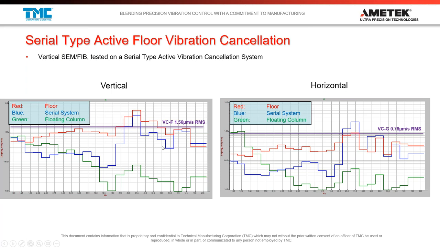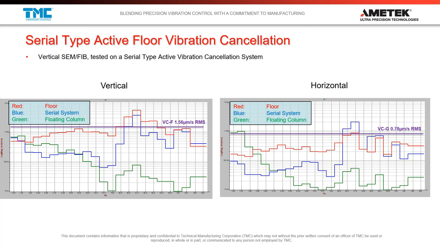Sometimes people ask questions about these graphs at higher frequencies. Once you get to 31, 63 and 125 hertz, you start to say, well, why is the floor data relatively indistinguishable from the data on top of the cancellation systems? But the column data is much, much lower. Well, the reason for that is, remember, the serial type system is not trying to cancel anything on the payload. So when you put an independent sensor on the payload, that independent sensor is going to pick up all of the payload resonances, which aren't being canceled by the system.